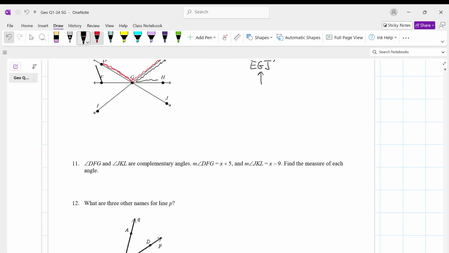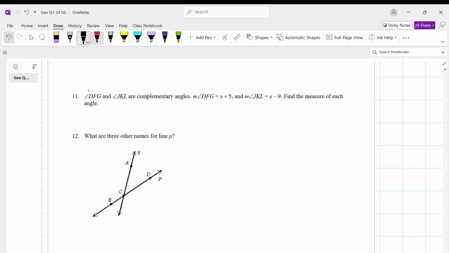All right, problem number 11. DFG and JKL are complementary. Complementary angles sum 90. So these two angles, x plus 5 and x minus 9, sum 90. So x plus 5 plus x minus 9 is equal to 90 degrees. So we're going to combine like terms. We're going to get 2x minus 4 equals 90 degrees.